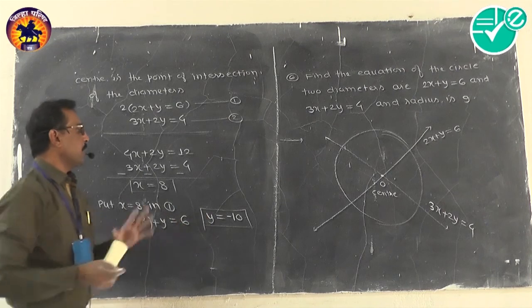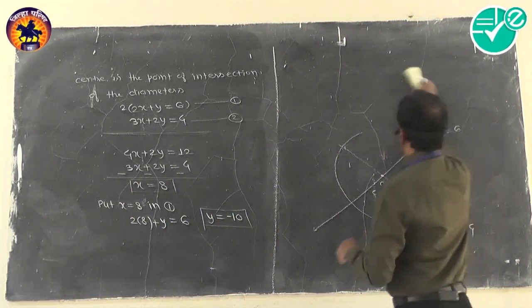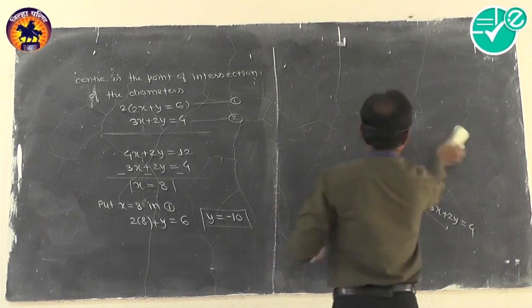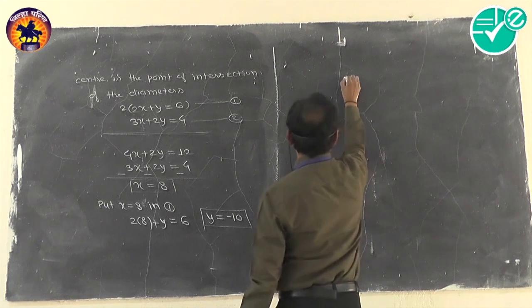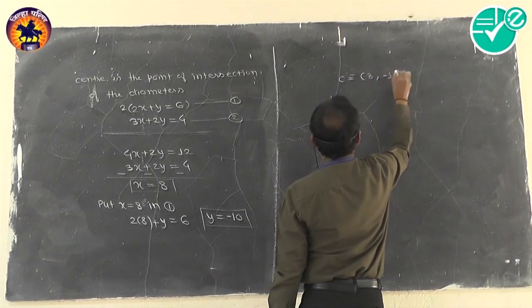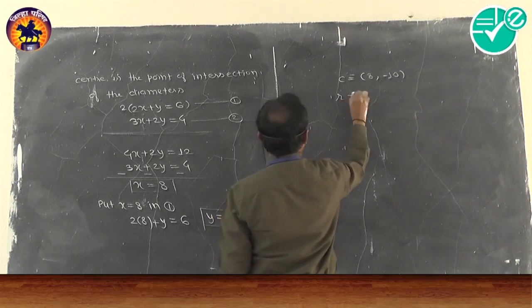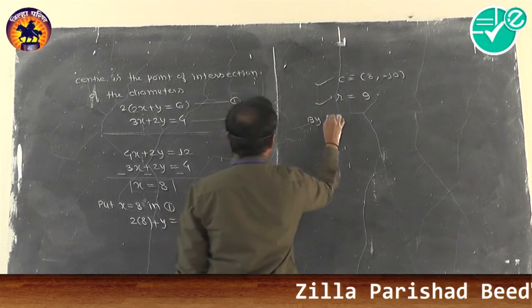We know x, we know y. What is the center of the circle? That is 8 comma minus 10. We'll write like this: the center is 8 comma minus 10 and the radius is provided as 9. Center is known, radius is known. Which form are we using?